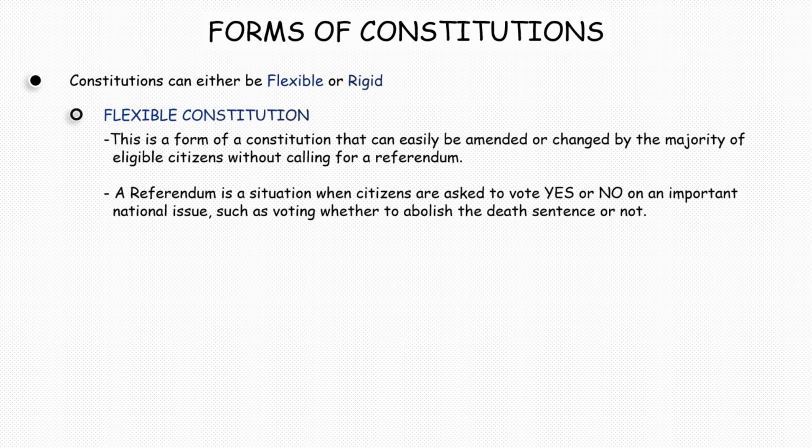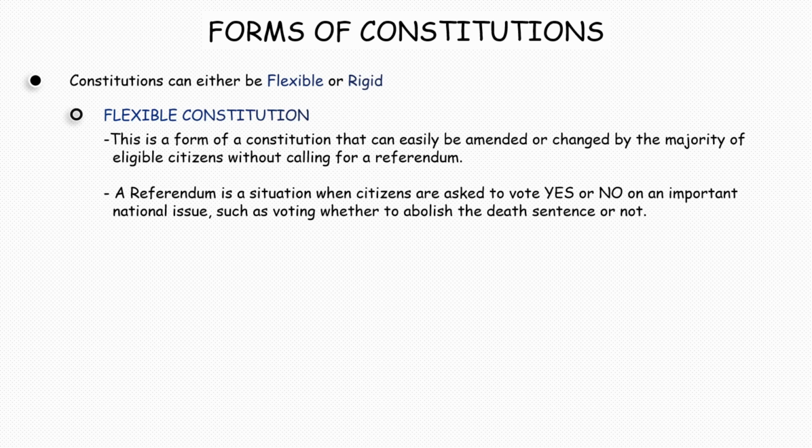Okay, so let's look at the forms of constitutions. So there are basically two forms. So a constitution can either be flexible or rigid. So a flexible constitution is one that can be easily amended or changed by the majority of eligible citizens without calling for a referendum. So a referendum is simply a situation where citizens are asked to vote yes or no on an important issue, such as voting whether to abolish the death sentence or not.